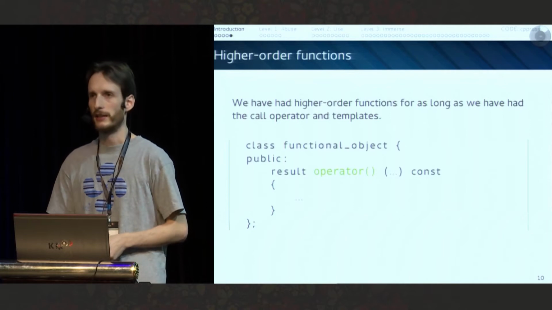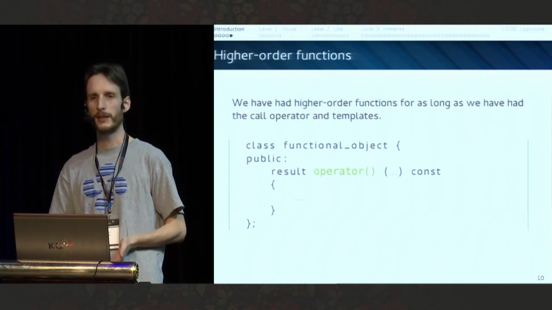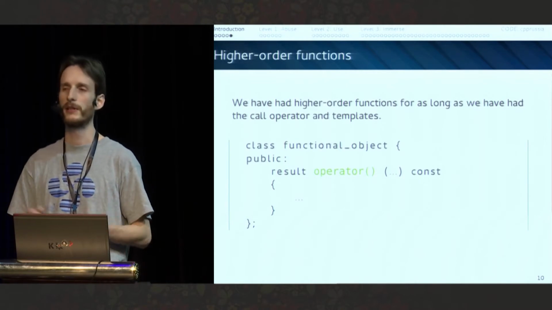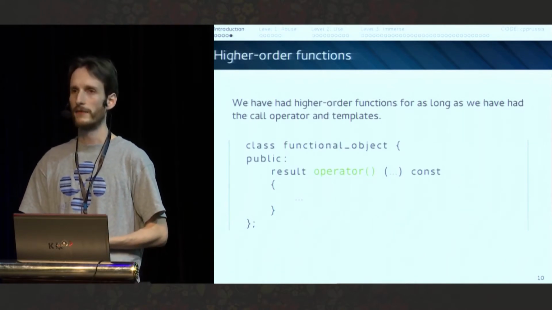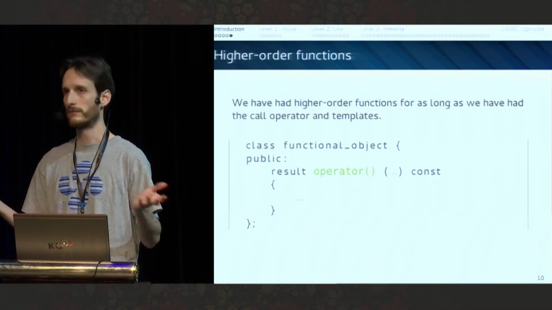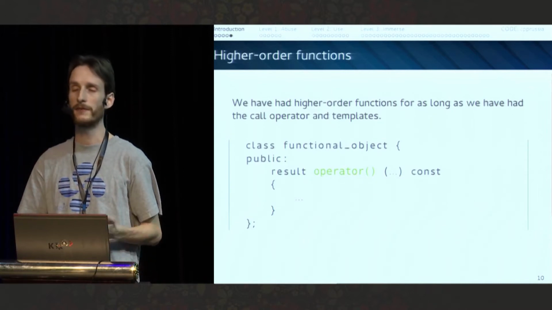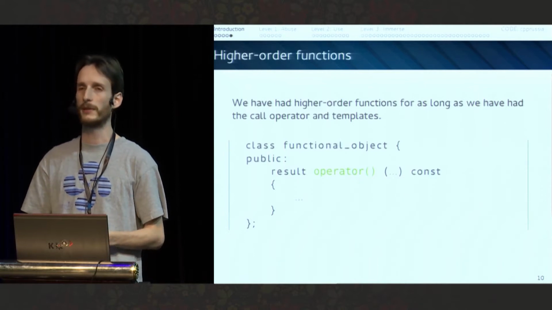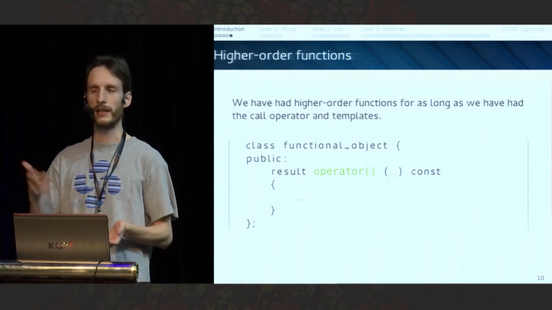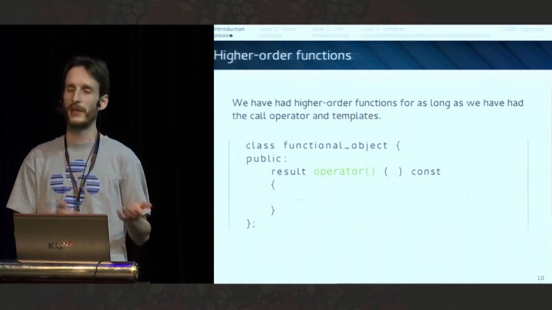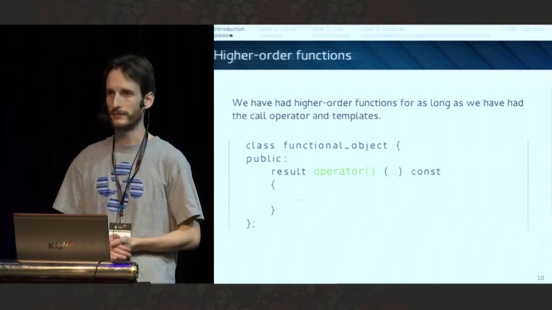So the only prerequisite for C++ to be a functional programming language is that it supports the call operator and it has templates, which allow us to use any object that has a call operator as if it was a function. And if something behaves like a duck, if something quacks like a duck, it's a duck, right? So if something behaves like a function, it's a function.